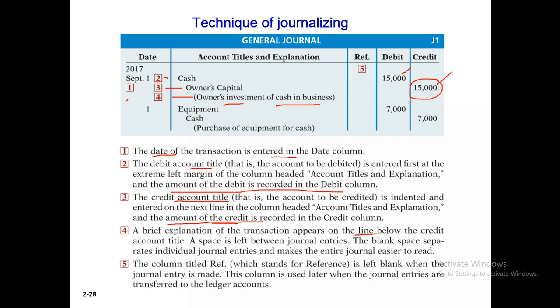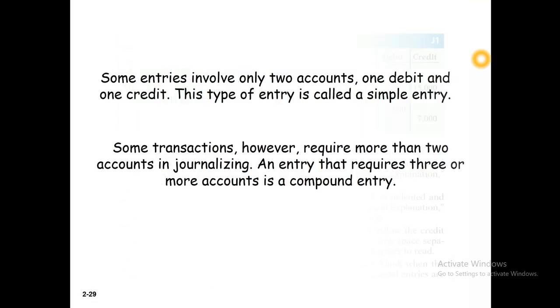And number five, this is the reference column. When we prepare any journal entry, we do not need to show any reference, but when we transfer to the ledger accounts, suppose this is the ledger account, at that time we must write down this reference here, the ledger account reference. And in ledger accounts we show the journal account reference. Later we will discuss this matter.